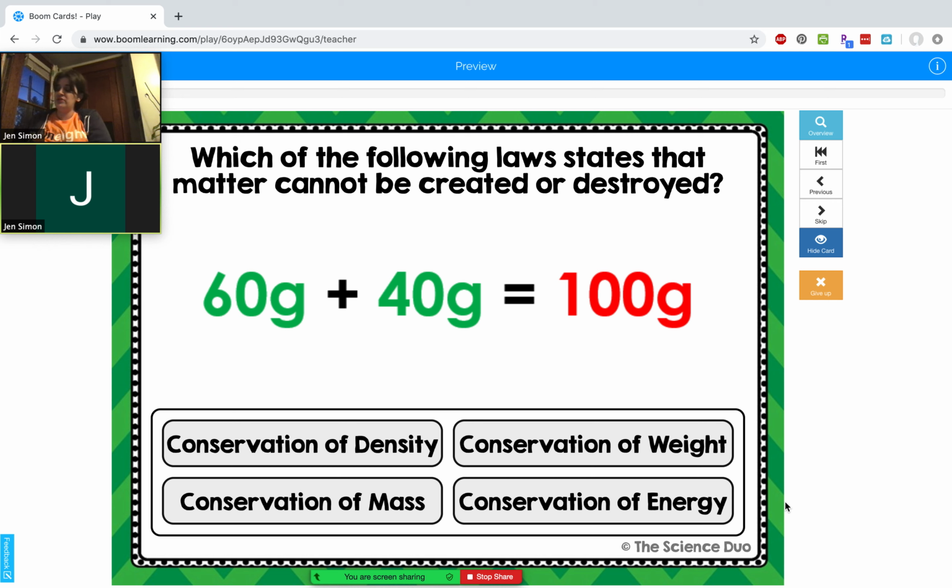So this first question is saying, which of the following laws states that matter cannot be created or destroyed? And it gives us a nice handy hint here with 60 grams minus 40 grams equals 100 grams. And those grams can help you remember that we're talking about conservation of mass. Those are our units of mass that we use.